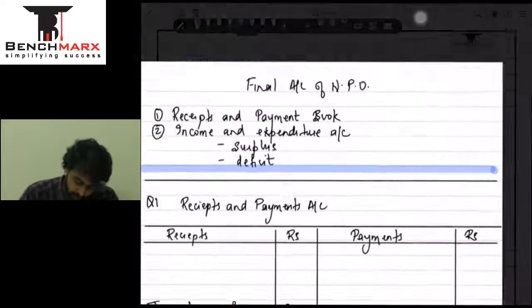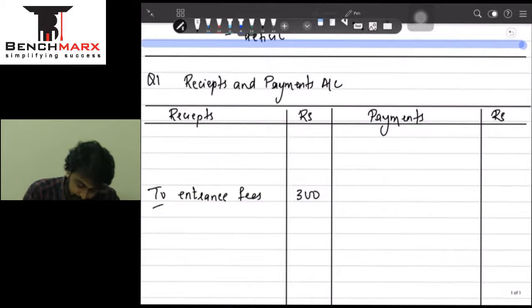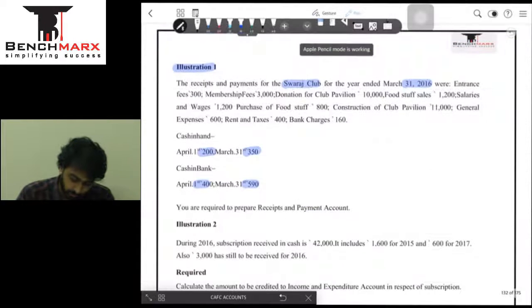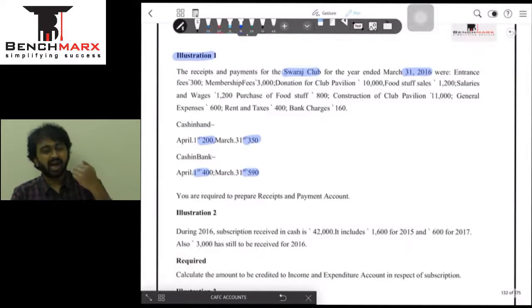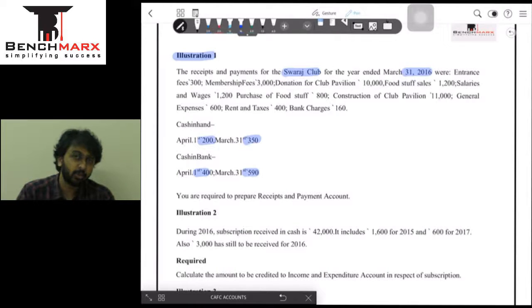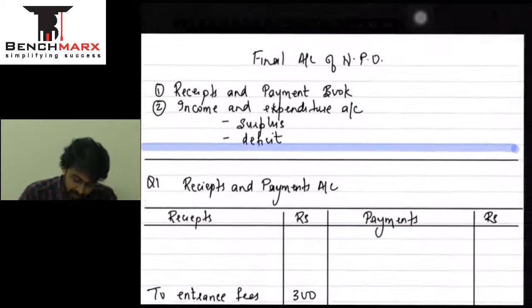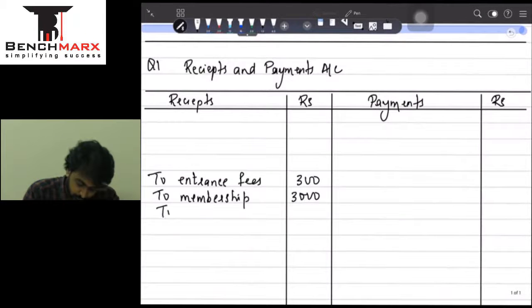Membership fees 3000. One more cash inflow, receipts. So some members want to join the club, we must have kept some membership fees, and that is ₹3000. That's my cash inflow, cash andar aaya. Donations for club pavilion. Now I will not donate, I will receive donations, because koi pavilion club hoga jiske liye mujhe kuch kharcha karna hoga. So people must be donating for me to spend on a pavilion. So donation for club pavilion is more like a cash inflow.